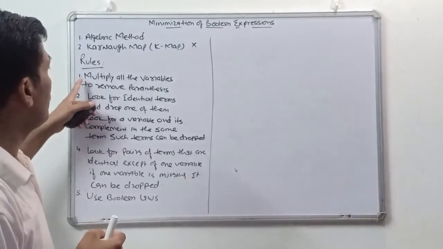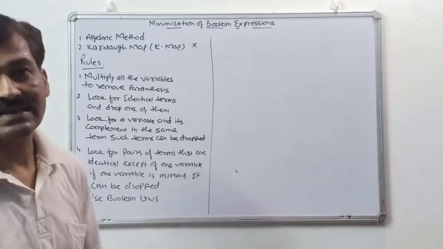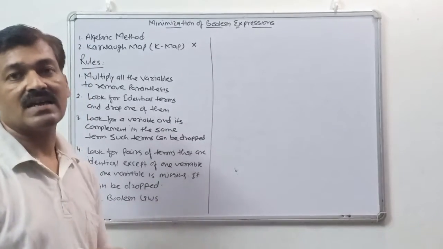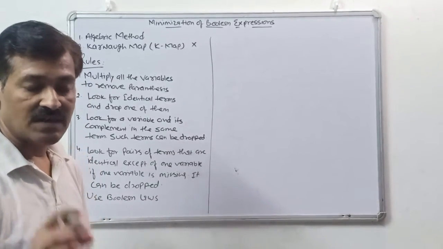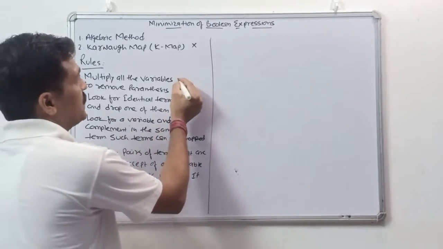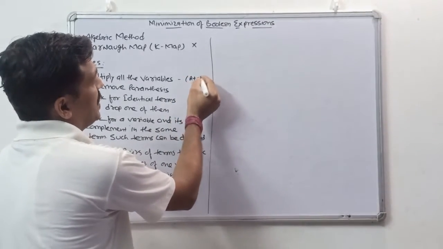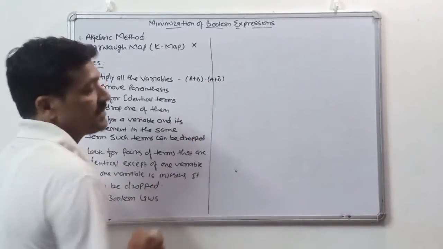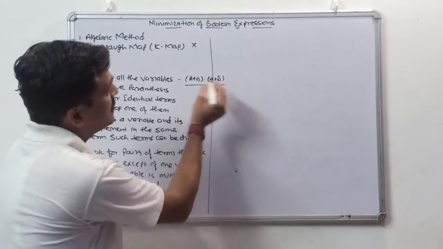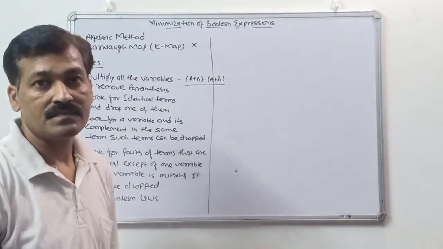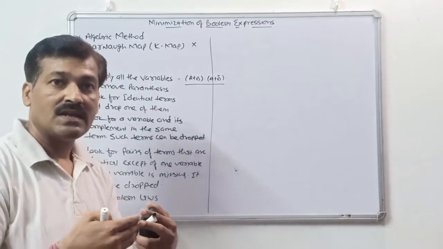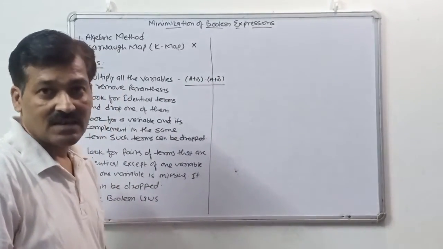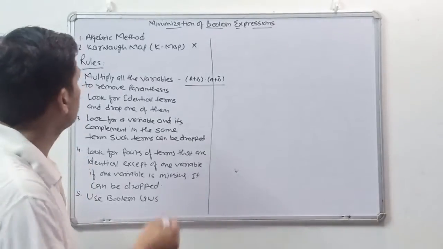As first, multiply all the variables to remove parentheses. If parentheses are given in the expression, then we have to remove them. For example, a plus b multiplied by a plus b bar, it is 0. So both of these terms should be multiplied. When we multiply the terms, the parentheses will be removed. So if parentheses are given, the first thing is to remove them.